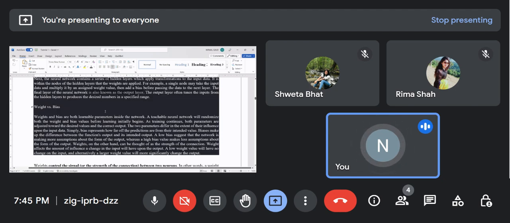Now the next thing, to be much more precise and clear: what is the difference between weight and bias? If both are parameters, the weight is deciding the strength of the connection between neurons. If it decides this, then what is bias? First of all, let me clarify, both are learnable parameters.